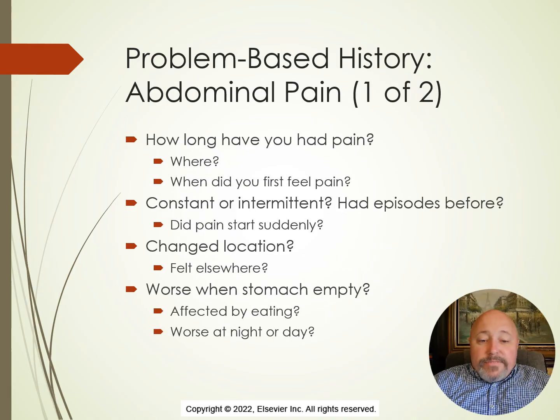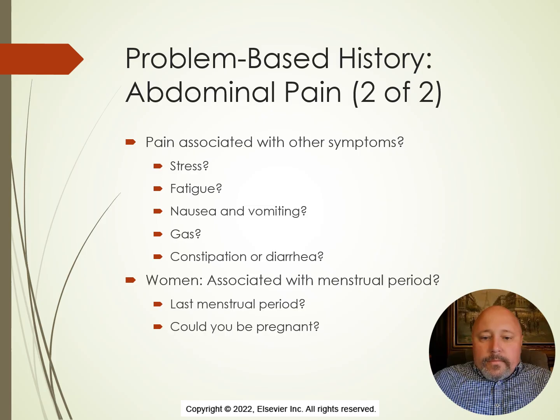Do you have any pain? And if so, where? Again, this brings us back to our favorite acronym in this course, OPQRST. Is that pain constant, intermittent? Is it radiating anywhere? Especially when looking at things like gallbladder pain that could frequently radiate to the right shoulder. Abdominal pain could also be associated with things like stress, fatigue, nausea, vomiting, gas, constipation, or diarrhea. In the case of females, it could also be menstrually related.